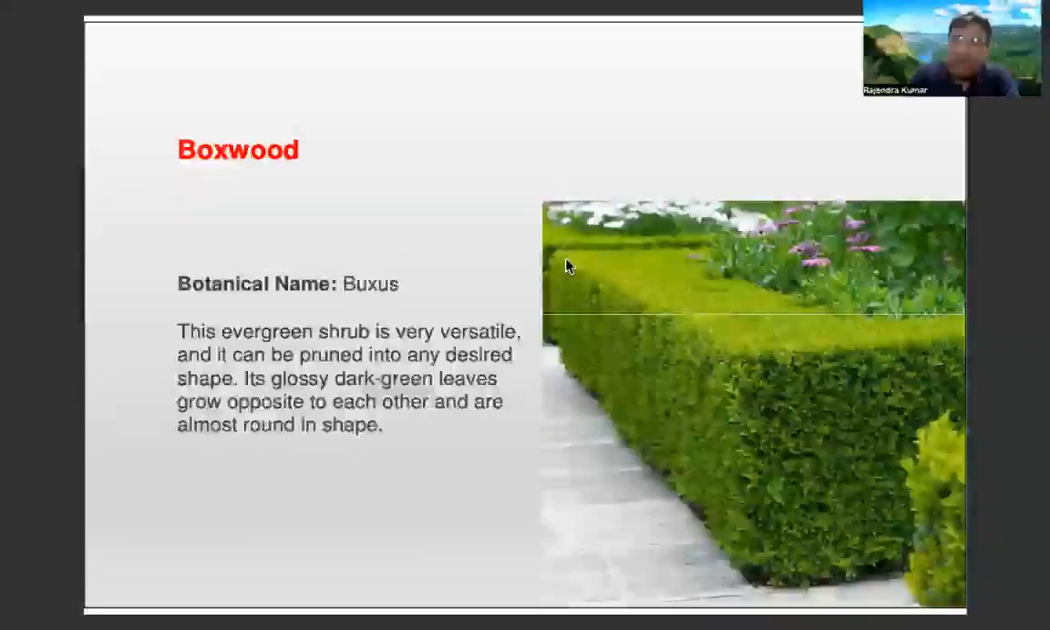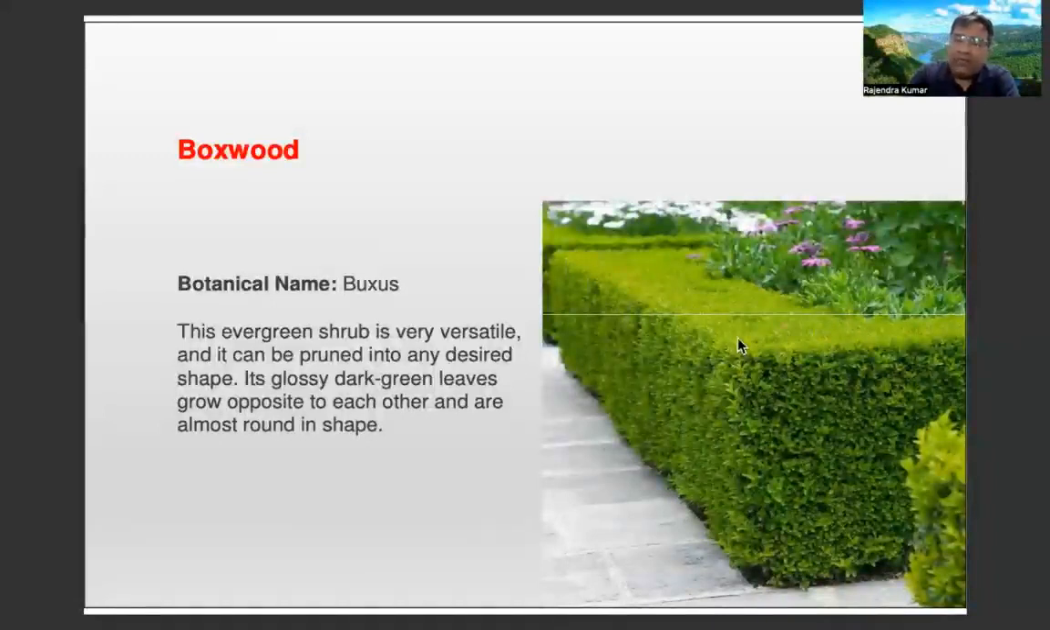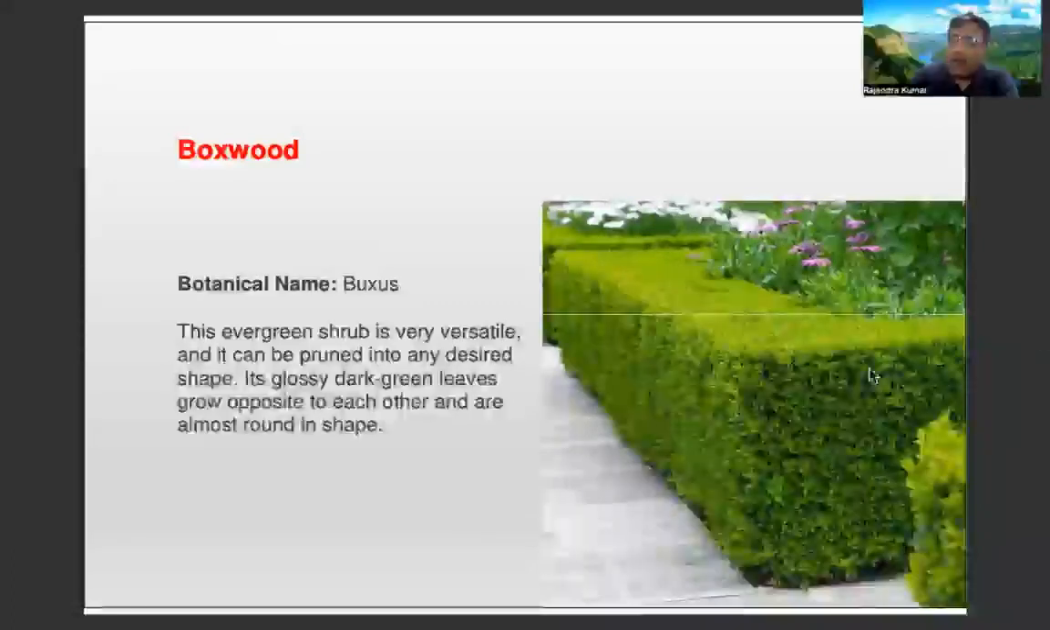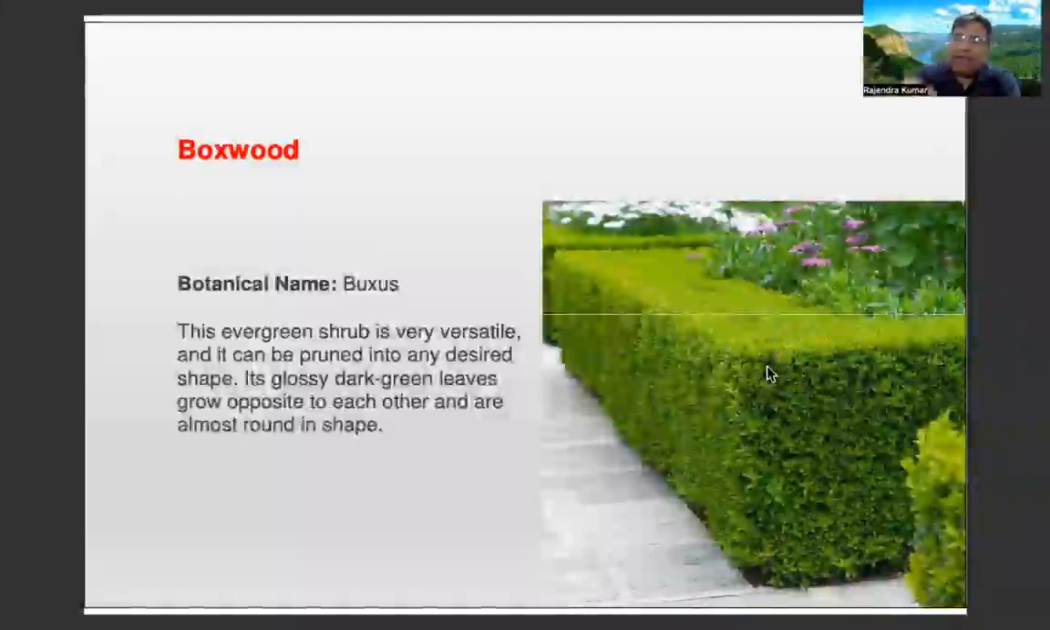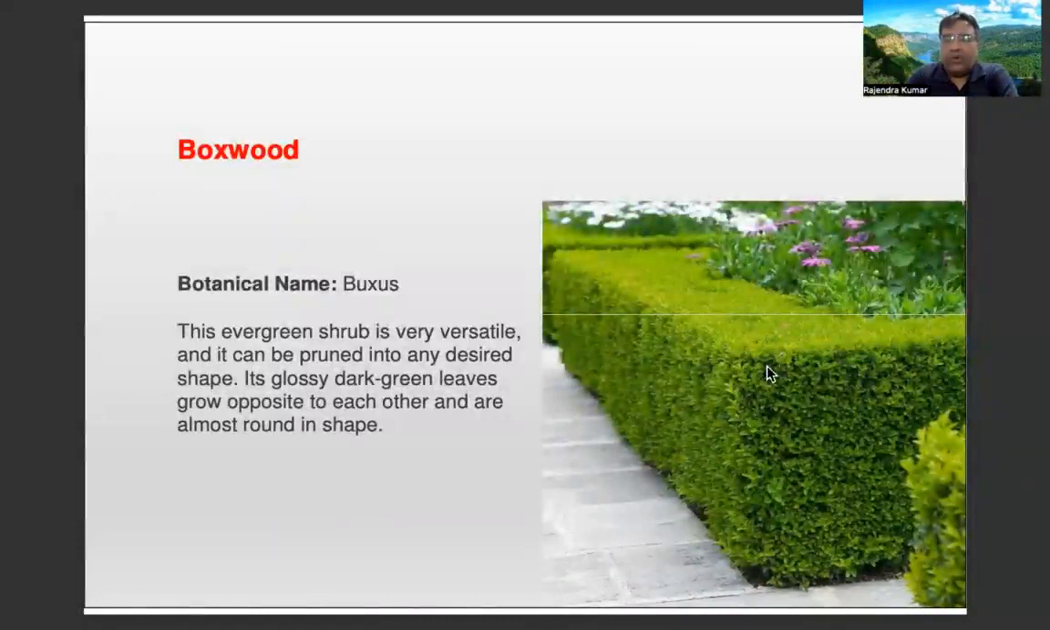Here, this is linear and this is the box type. You can get any kind of shape. You can make it linear, horizontal, or any curved shape also. So that is also the reason why this boxwood type of plantation is a very, very important plantation, which you will see in almost every landscape, mainly for domestic purposes and in park areas.